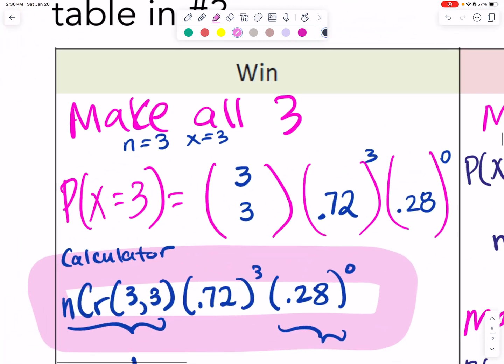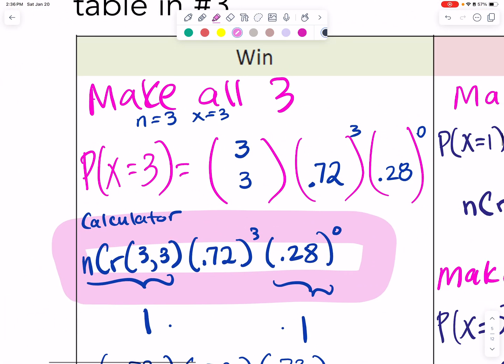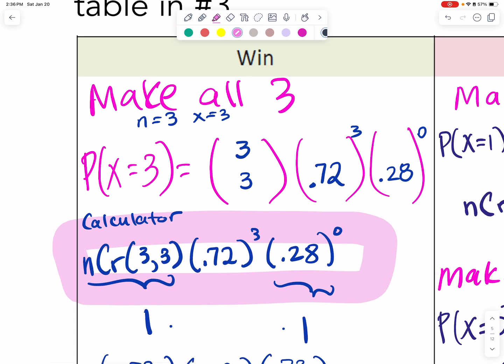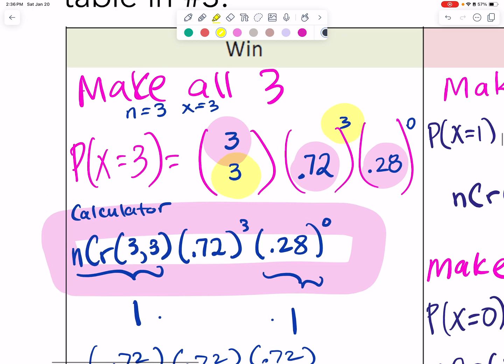So for the first one, making all 3, what I would do is put the video on pause and try to fill this chart out and then look at the answers with me. But making all 3 is going to be, as I said, this here. These are the things that are not going to change on any of them. So 3 shots attempted, I made all 3. And then if you notice here, this and this are going to be the same. And when you subtract 3 minus 3, I get 0. So on the calculator, I would do nCr 3 choose 3, 72% to the third, and 28% to the 0.